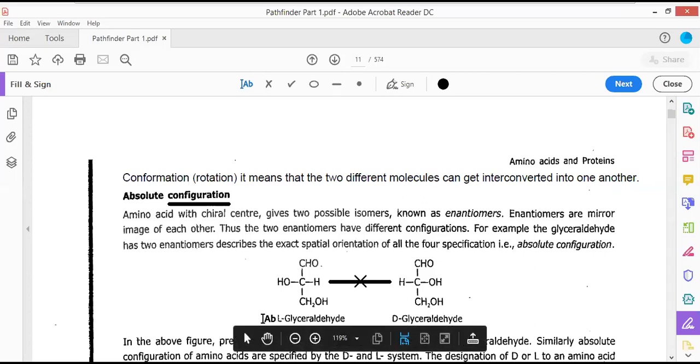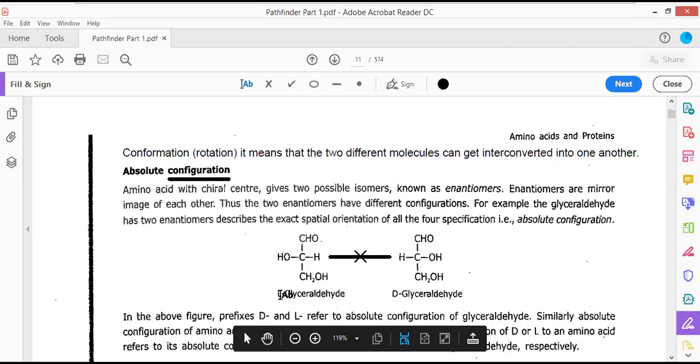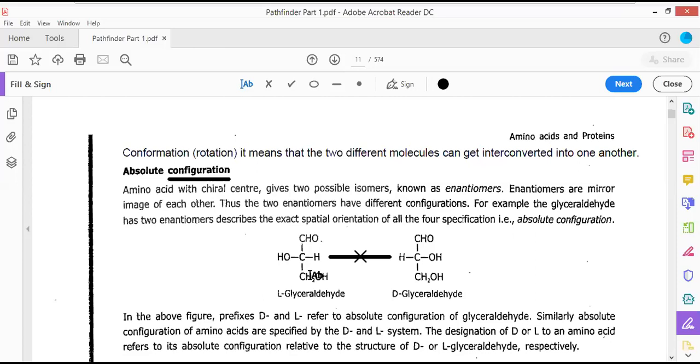For example, if the forms are written in the format of capital L or capital D, always remember this is absolute configuration. L-glyceraldehyde can never get converted into D-glyceraldehyde. But if L and D are written in small letters, then it is conformation, and there the l will get converted into d and d will get converted into l. That is referred to as conformation, and this is referred to as configuration.